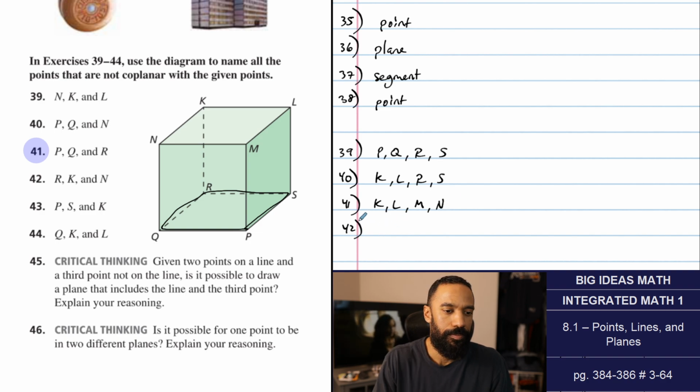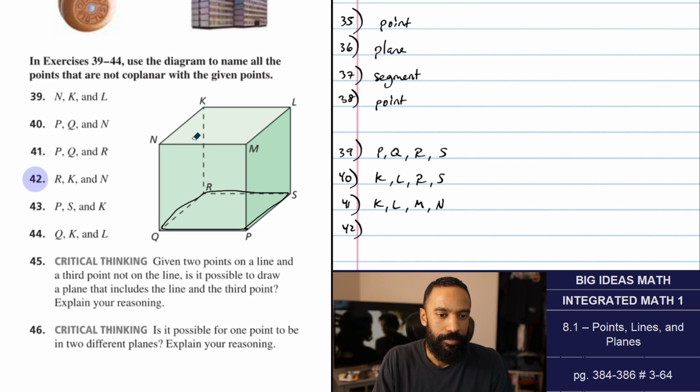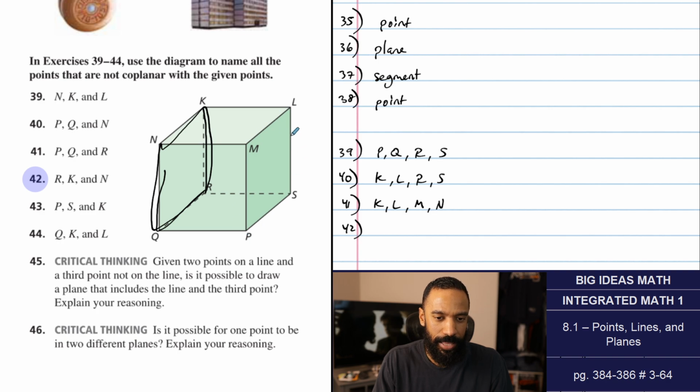Number 42, RK and N. Now, there are 6 different things, so I imagine we're going to do all 6 faces. That way, they're all different answers. RK and N is the left face, which Q is coplanar on, but not these 4: L, M, P, and S.